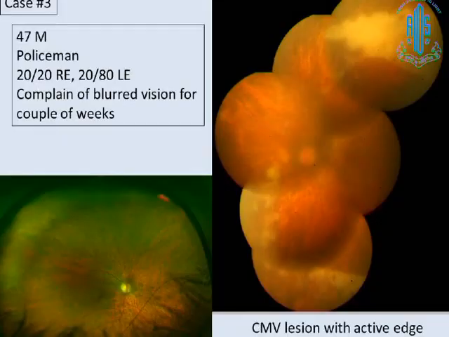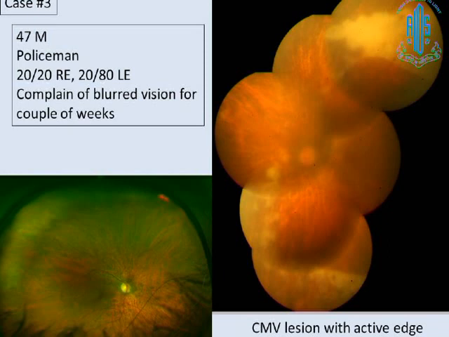Next are these kind of patients. This was a 47-year-old male, a policeman by profession. He came with a complaint of blurred vision in the left eye for a couple of weeks. If you have seen these kind of pictures, this is a classic picture of an exudative CMV retinitis. You are seeing these lesions coming from the periphery, and there is an atrophic edge and there is a leading edge.